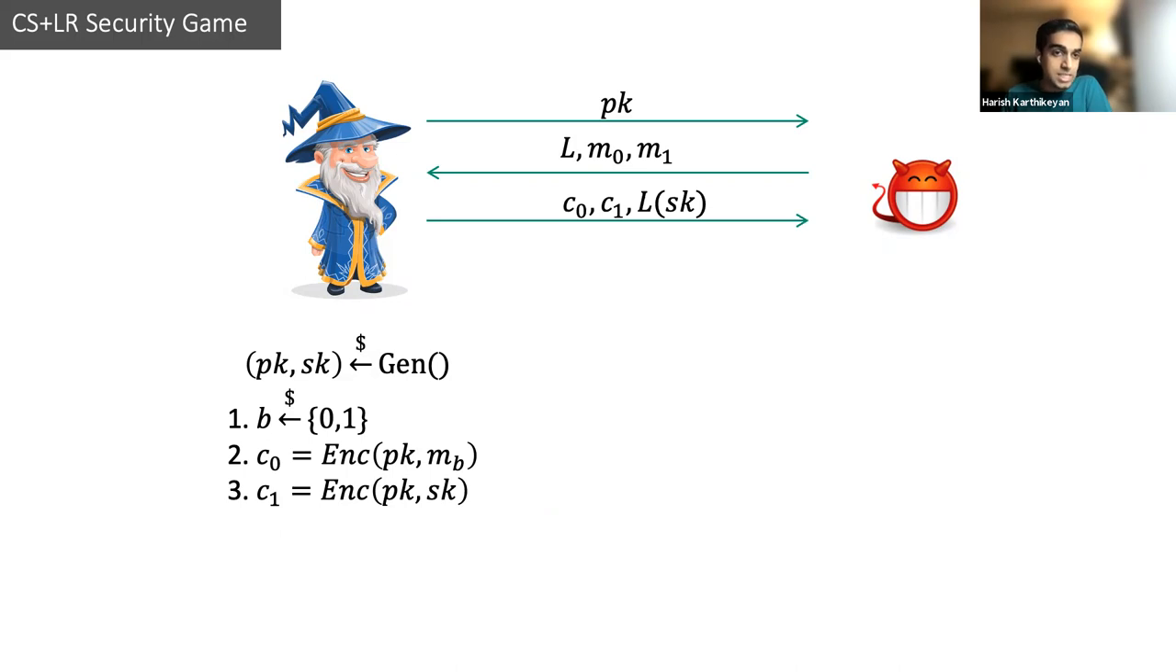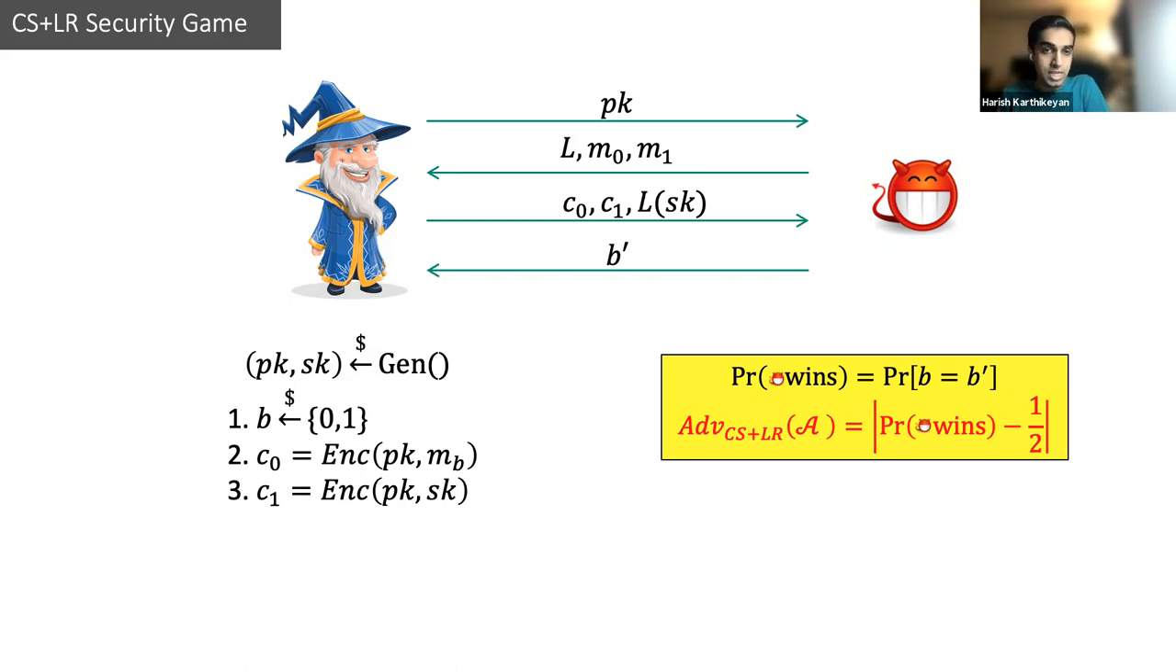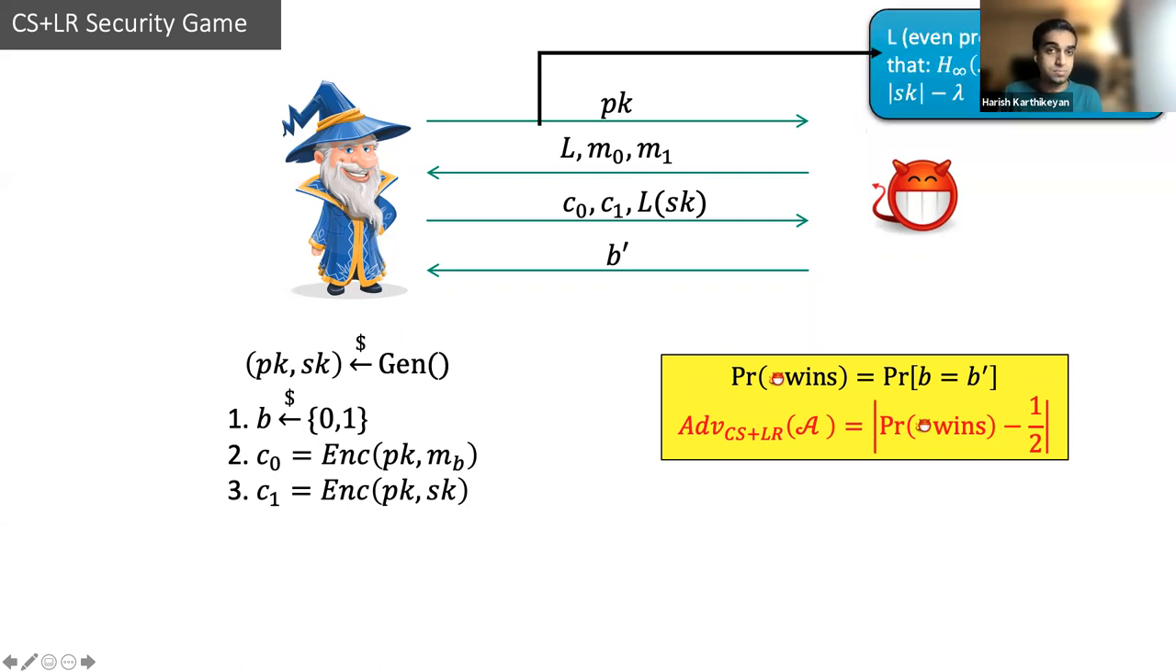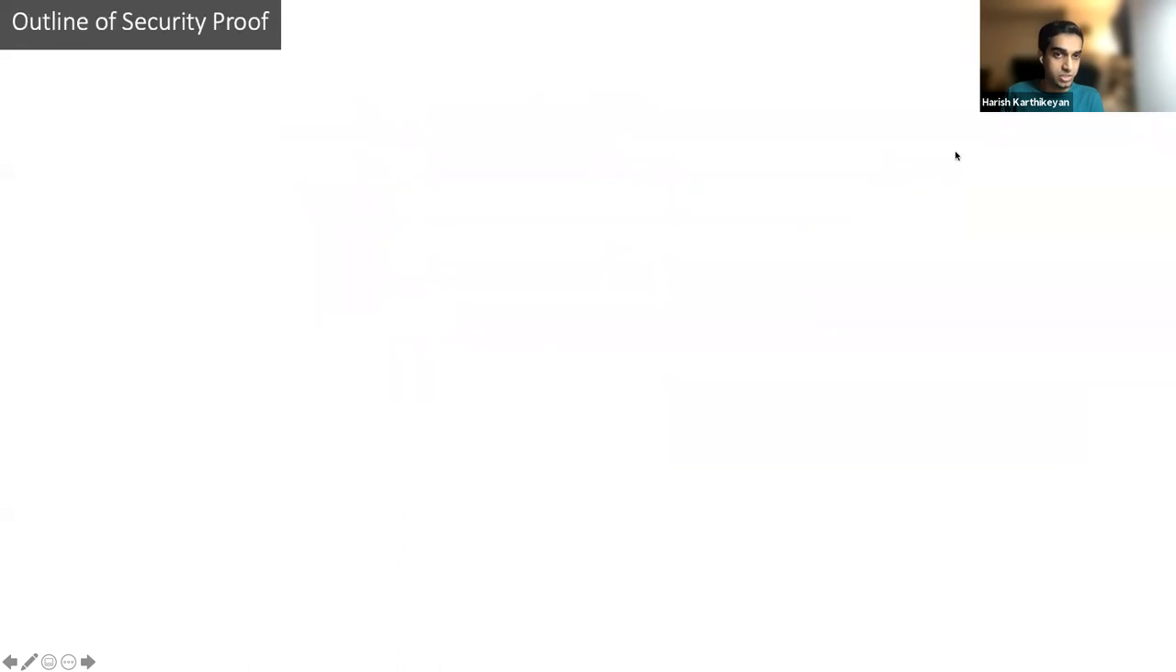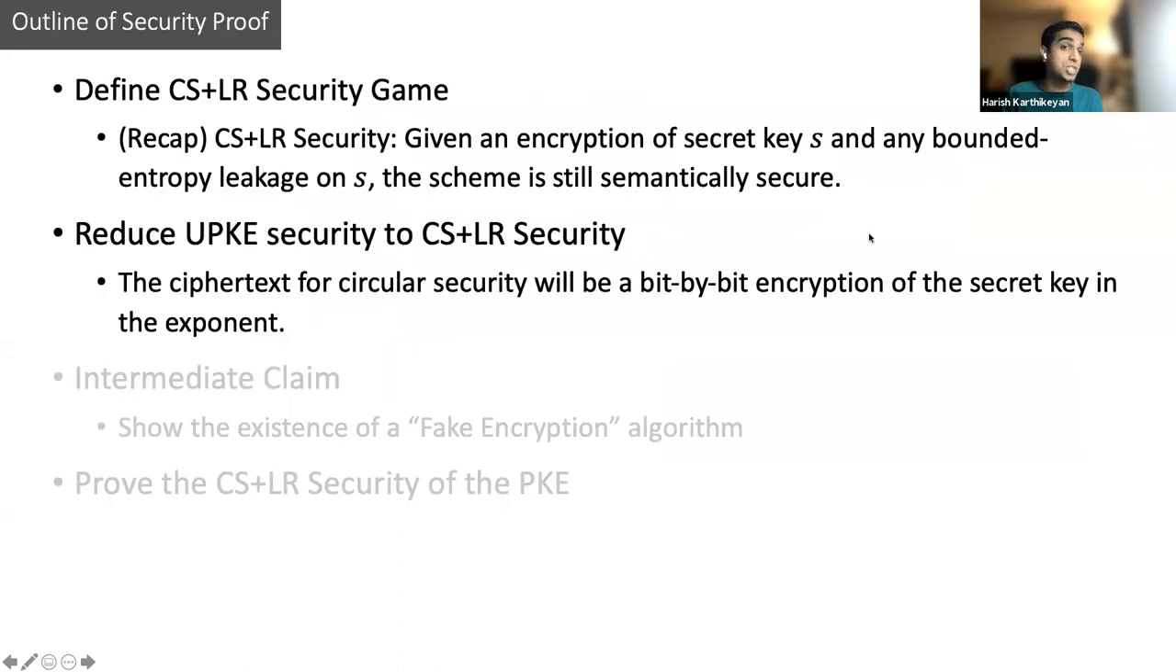And then it will respond with C0, C1, and L of SK. And the adversary now has to guess B prime, with a similar advantage as defined before. So in essence, what does the adversary get? The adversary gets an encryption of the challenge message and an encryption of the secret key itself. And as I mentioned, L can even be probabilistic. So we only need that there is at most lambda bit loss in entropy when you condition the secret key on the leakage function. So now we will reduce the UPKE security to the CS plus LR security.